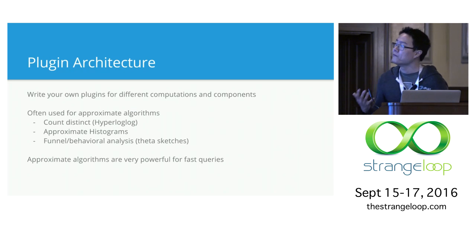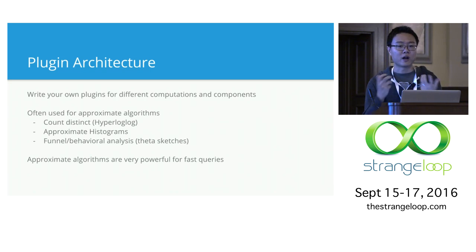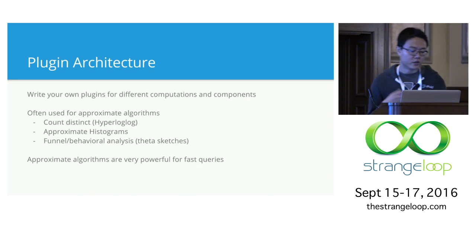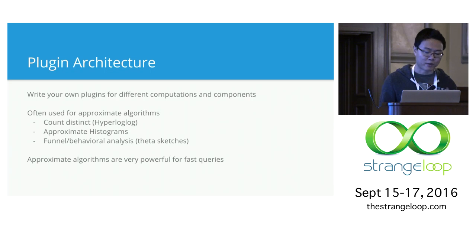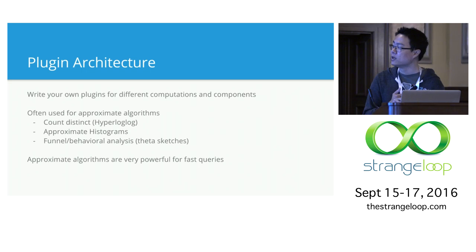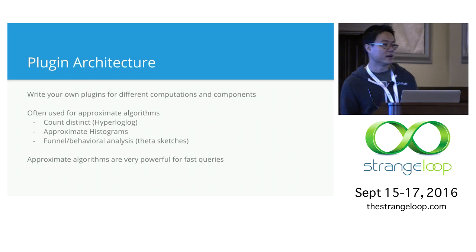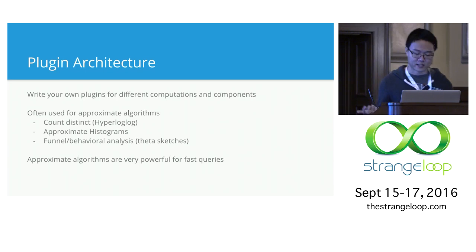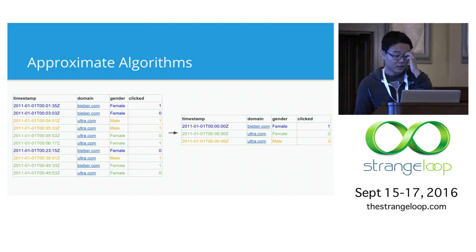Cool. Druid also supports a plugin architecture, and most people use the plugin architecture to create their own types of computations or calculations. There are various approximate algorithms like HyperLogLog or approximate histograms, or you can even do approximate funnel analysis in Druid. I think approximate algorithms are very, very powerful for very fast queries, and I think they're underutilized in the big data space. So I just want to talk a little bit about how approximate algorithms work in Druid and why they're awesome.